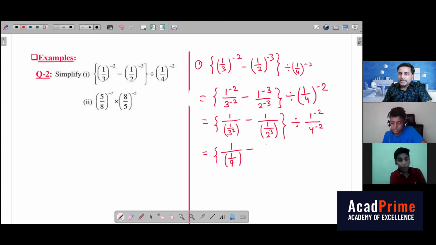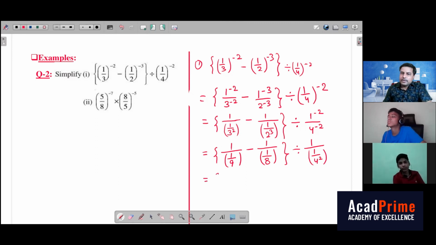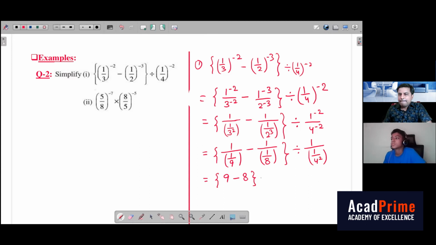Okay, minus 1 upon 1 by 8. And this could be 1 upon 1 divided by 4 square, right? Any doubt over here? No, sir. Now, this can be written as 9 minus 8 divided by 1 upon 1 by 16.